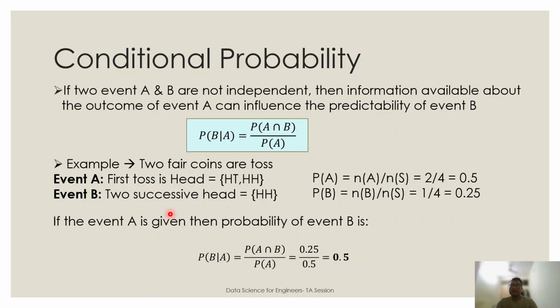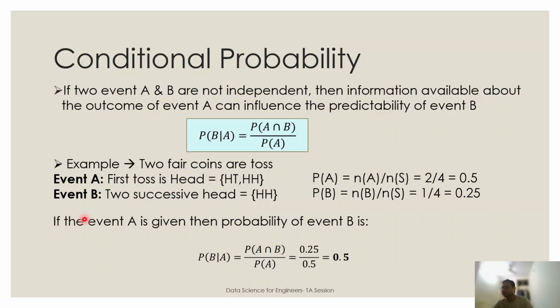Means already one event is known, so what is the effect of that event on another event? Here is how we calculate the probability of A intersection B, that is 0.25, and then the probability of A, that is 0.5, which gives you 0.5, the correct answer. So why is this affecting your other event?